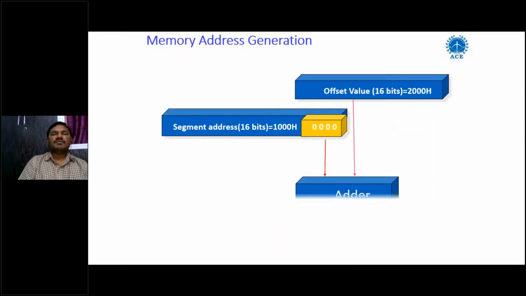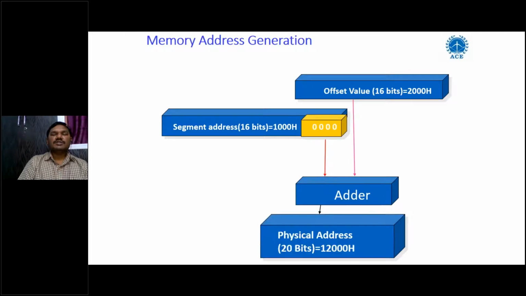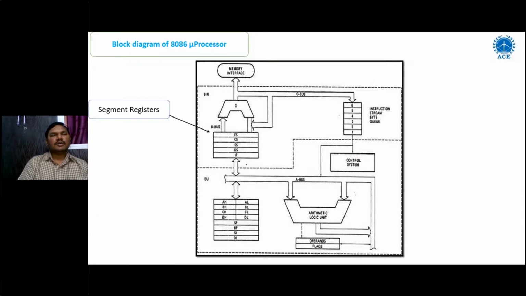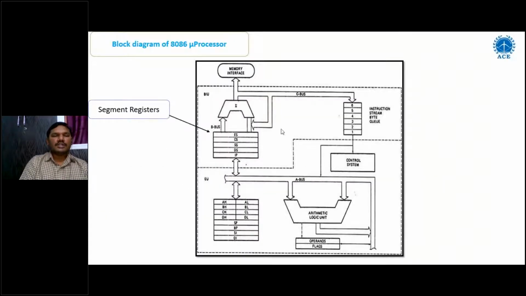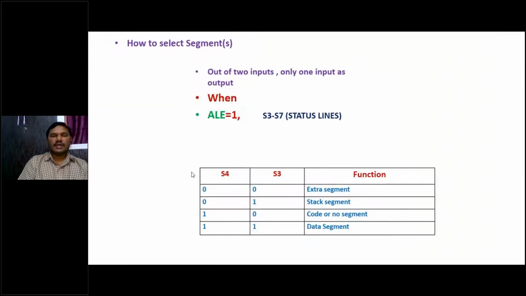So this is the way of generating the 20 bits from 16 bits that we have seen already. Here you can see that there are 4 segment registers. How to call these 4 segment registers: we have 2 status signals, S3 and S4. They are 00, 01, 10, 11, because these are 2 bits. Based on the combination of these 2 bits, I can call either the extra segment, stack segment, code segment or data segment.